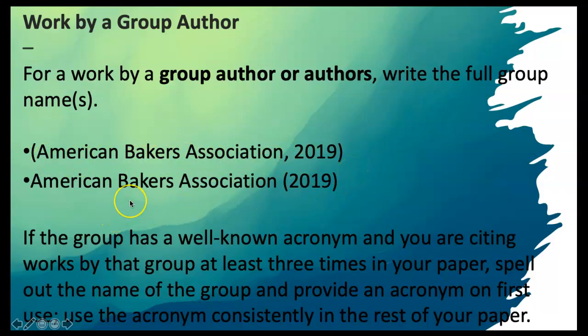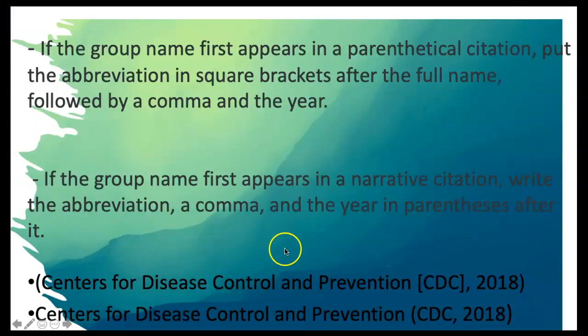If the organization has an acronym, first you're going to write the full name of the organization, and then in the parentheses or in brackets you're going to give us the acronym so that you can use that acronym later. You don't have to spell it out every time you're talking about it, but you can use the acronym later. This is how it is done.